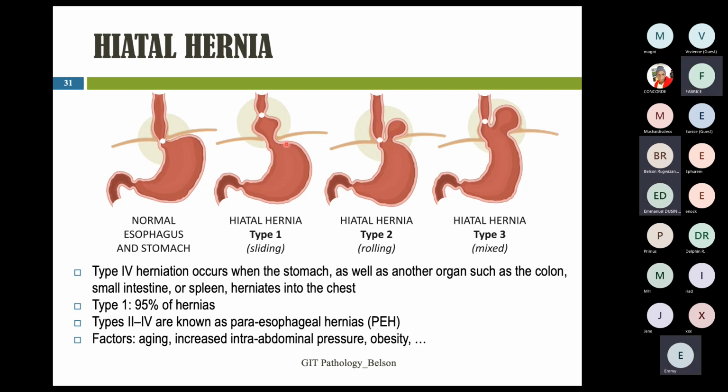While type 1 pushes the esophagus. It is not beside the esophagus. So the factors here, they are aging, increased intra-abdominal pressure, obesity, and so on. These are the risk factors to have hiatal hernias.